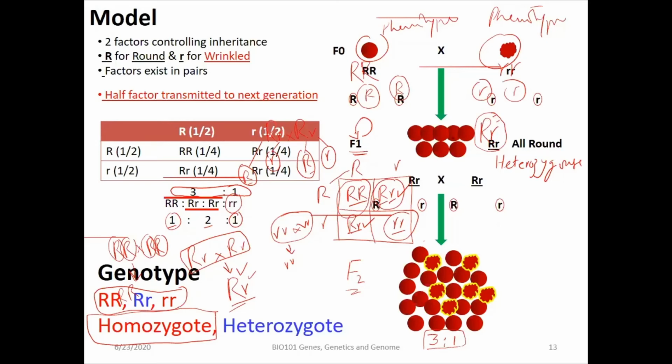Okay. This one is heterozygous, okay? And homozygous is when you have two same alleles existing together. Homozygous here is capital R capital R, or small r small r, these are homozygous.